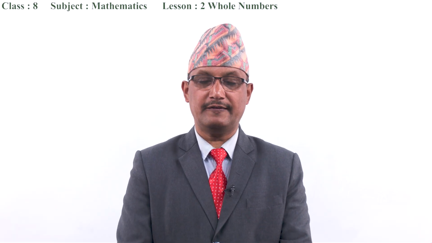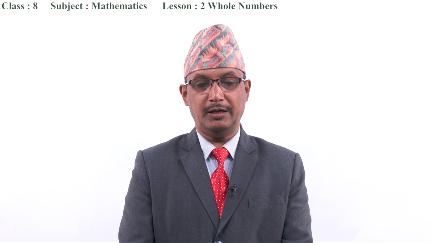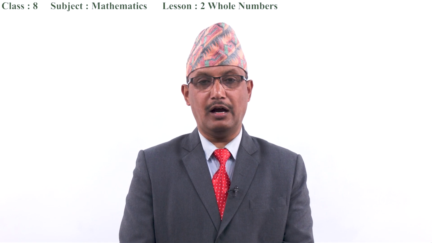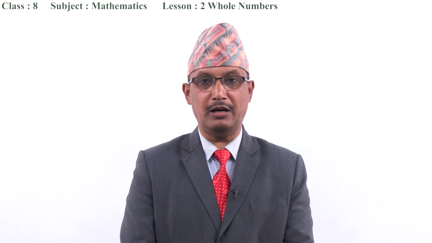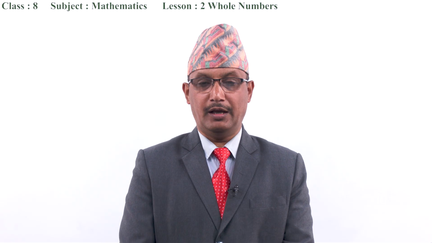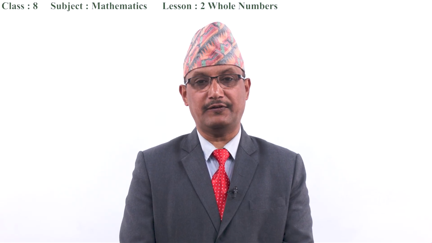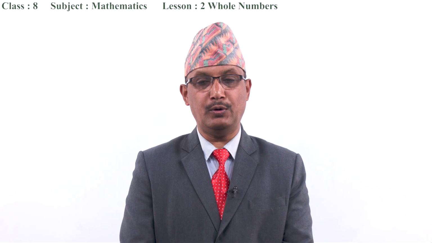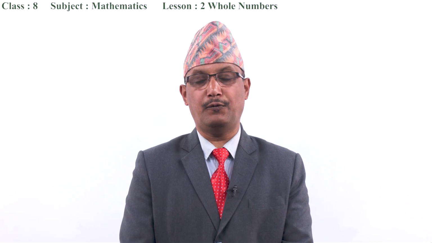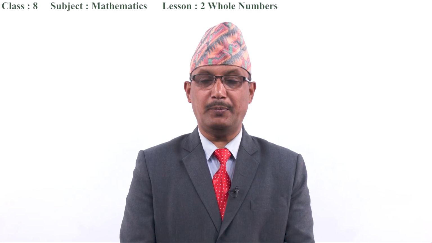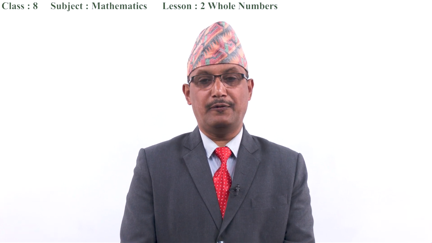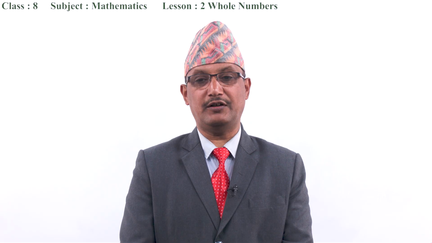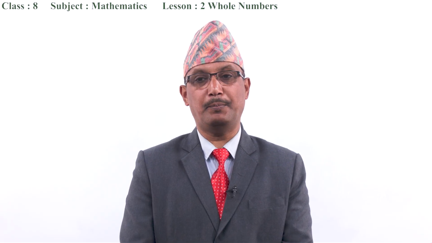And today is the second class of whole numbers. In the previous class, we learnt how to convert binary numbers into decimal numbers and decimal numbers into binary numbers. We also discussed that in the decimal number system, there are 10 digits: 0, 1, 2, 3, 4, 5, 6, 7, 8 and 9. Whereas in binary numbers, there are only 2 digits, 0 and 1. The base of binary numbers is 2. When the base is written as 2, we understand that it is a binary number.